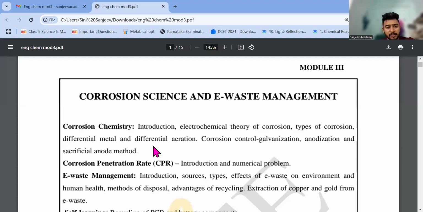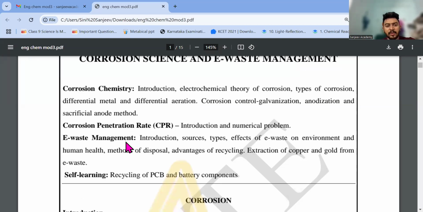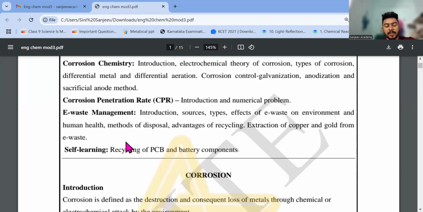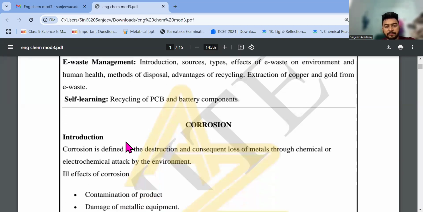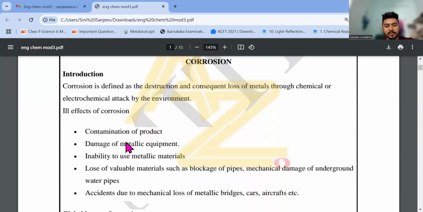So, dear students, today we'll be doing module 3 in engineering chemistry. Basically, corrosion science and e-waste management. I think we already know what corrosion is, right? Rusting, basically.